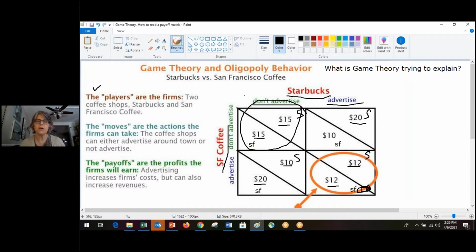Same thing up here. If they're at the 15, 15, both Starbucks and SF Coffee have an incentive to cheat, right? Because it could go from 15 to 20. So unless there's a credible threat, we'll talk about that in a minute, you're going to end up at a suboptimal outcome. And that's exactly what we're trying to avoid. So John Nash explained the Nash equilibrium, which won him a Nobel Prize, about how the outcome that you end up with is really not the best outcome for everybody involved.